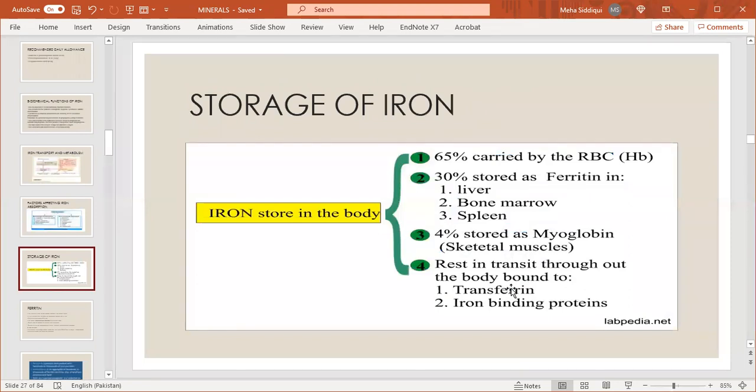Now, storage of iron. Iron is stored in the body as 65% carried by RBCs, 30% stored as ferritin in liver, bone marrow, spleen, 4% stored as myoglobin, that is in skeletal muscles, and the rest is in transit throughout the body bound to transferrin and iron binding proteins.